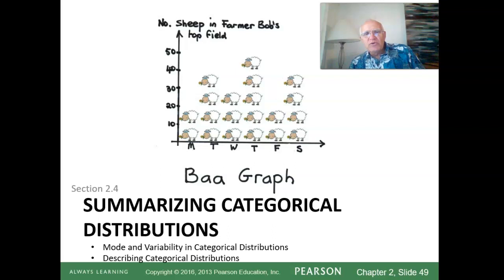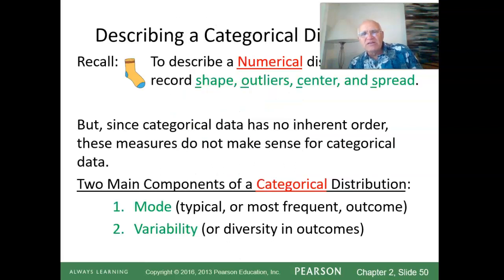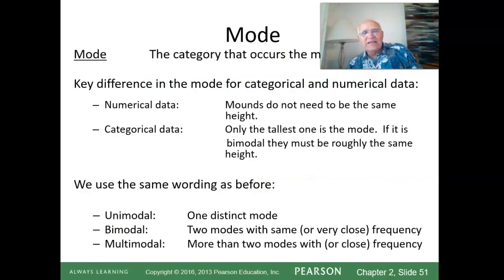We're going to move on to 2.4, and we're going to talk a little bit about summarizing categorical distributions when we see these bar charts. So what things do we look at? We're obviously not calculating a mean when we have categorical data. We're not looking at shape, outlier, center, and spread, since there's no inherent order in categorical data, those don't make sense. So what we're interested in for categorical distributions are shown here. We're interested in the mode, which is the most frequently occurring value or values, and we're interested in variability or diversity. Did we tend to get just 1 or 2 results, or do we get a lot of different results? All right, so we're going to look at those two.